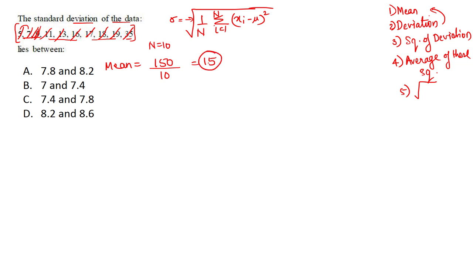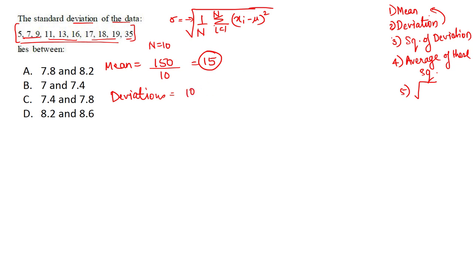Now corresponding to this mean, we have to find all the deviations. I'll erase this part so that we can see what the deviations are. Let's start. Let's find the deviations from the mean. What is the deviation of 5 from 15? 5 minus 15, that is minus 10.